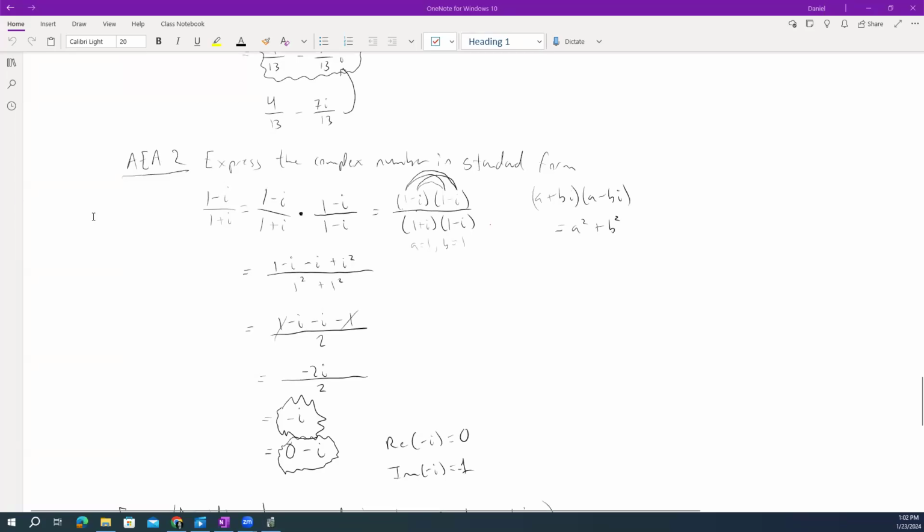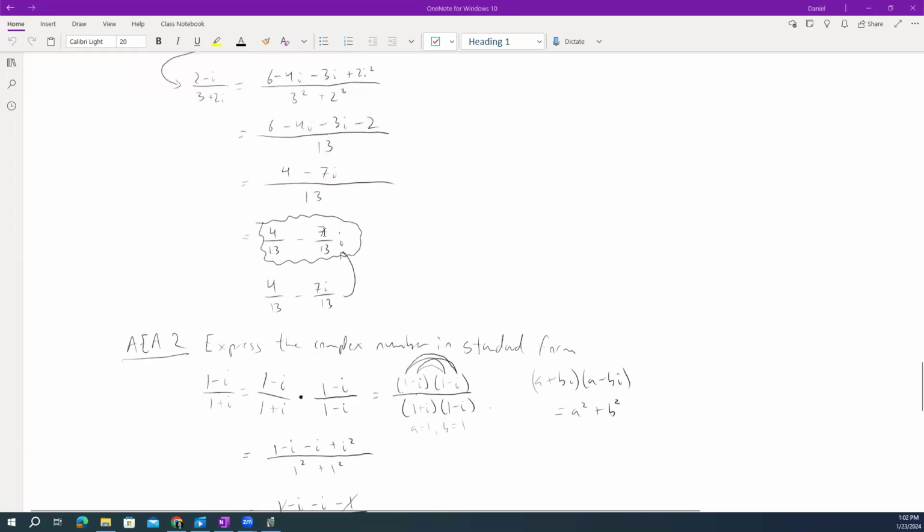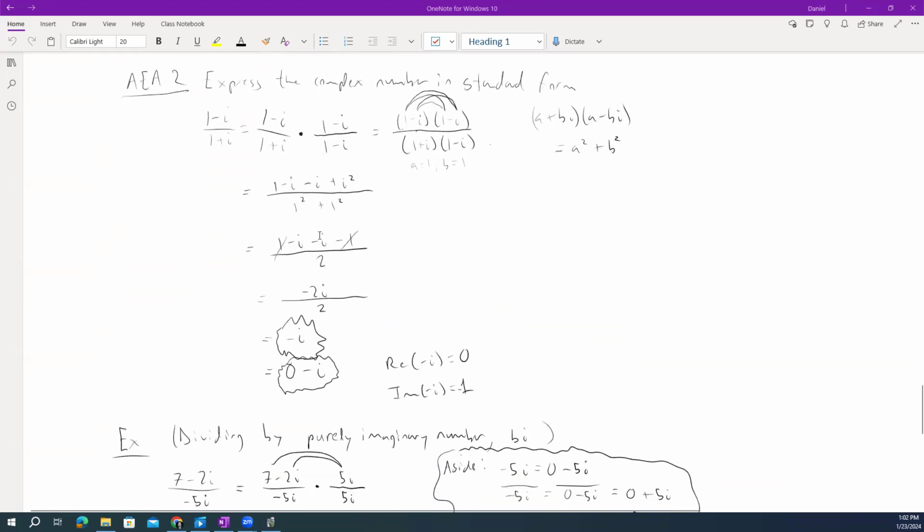Hey everybody. I just wanted to pick up on section 1.4 here where we left off last time. We started the class doing an active engagement assignment where we wanted to write (1 minus i) over (1 plus i) in standard form. So the trick was the same as last time. We take the denominator and we multiply it by the complex conjugate. So since it's 1 plus i, the complex conjugate would be 1 minus i.